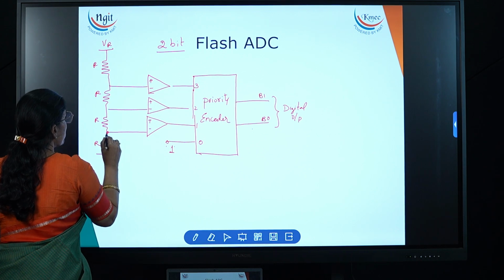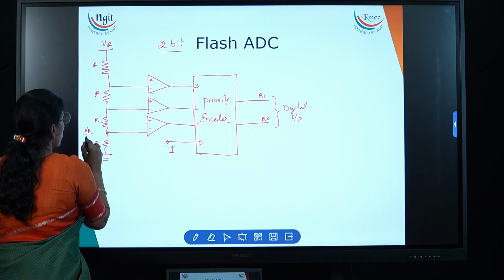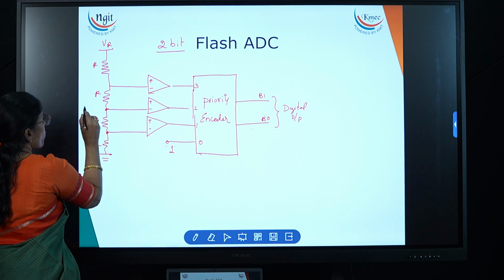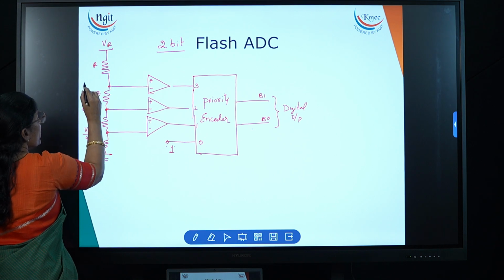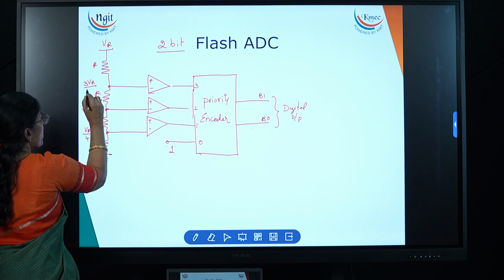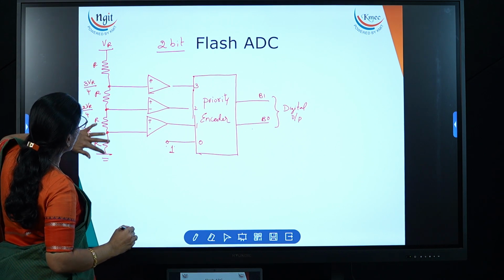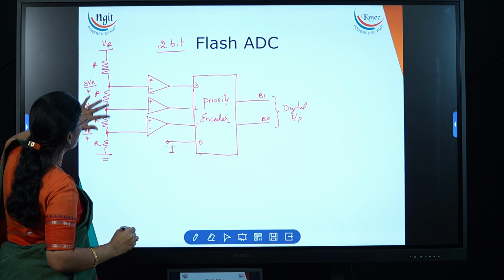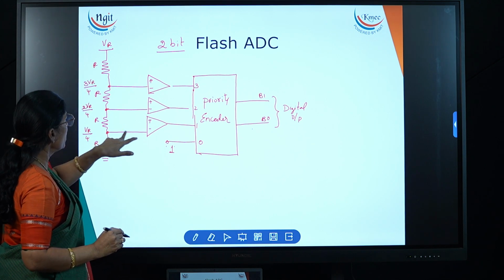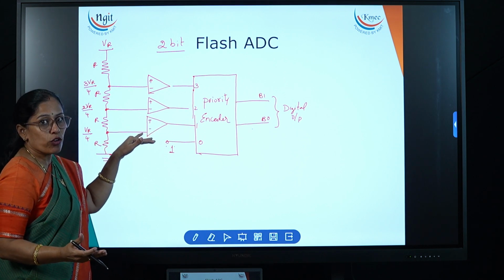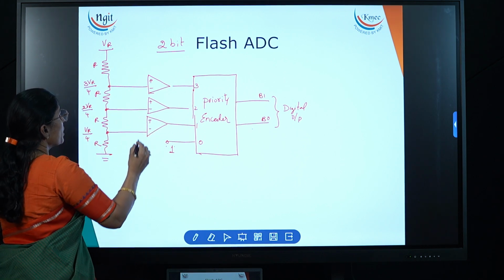Now what is the voltage at this point? V reference divided by 4. Apply the voltage divider method. Now what is the voltage at this point? 2V reference divided by 4. Now what is at this point? 3V reference divided by 4. So these are the 4 resistors I have taken connected in series. Not in series actually, since each point is going to the op amp, but you know that into the op amp no current flows. That is why all are considered as series and we apply the voltage divider.